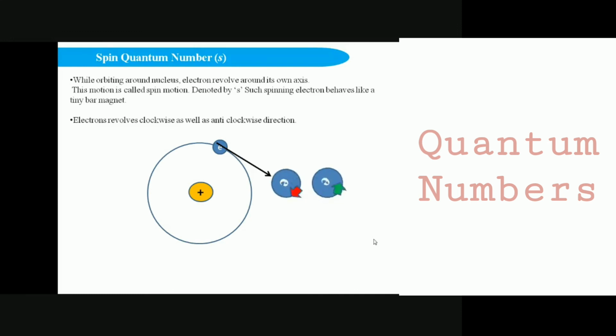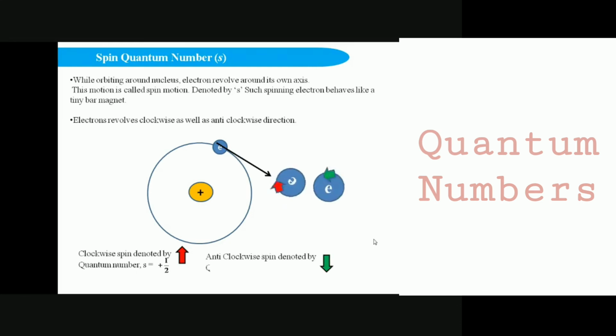Similarly, the spin quantum number will have some rotation. The clockwise notation is represented by an upward arrow, with value plus half, whereas anti-clockwise is denoted by a downward arrow, with value minus half. And one orbital can occupy a maximum of 2 electrons. Okay, the maximum number of electrons in an orbital is 2. Now this is a picture representation.